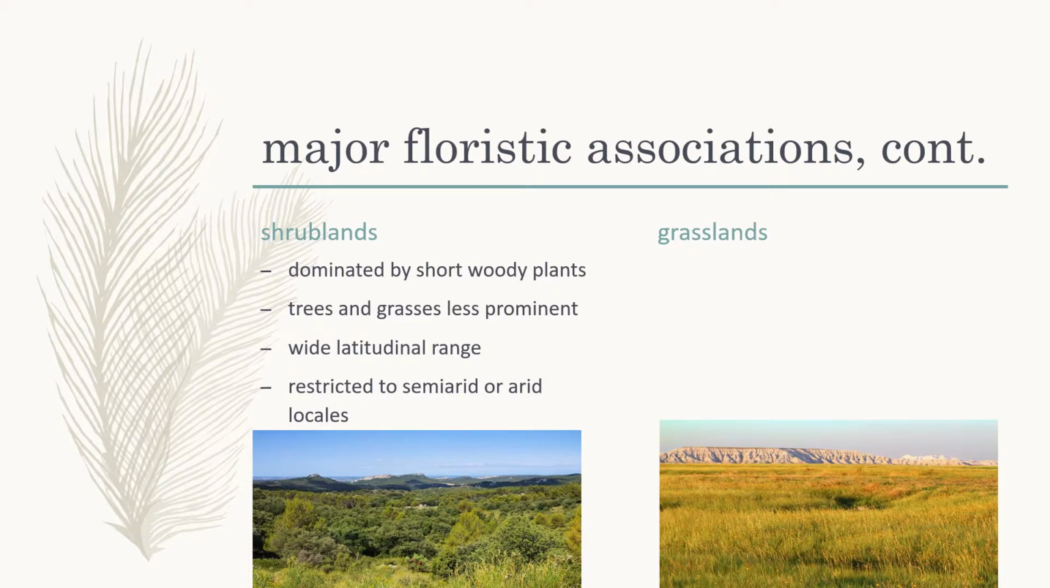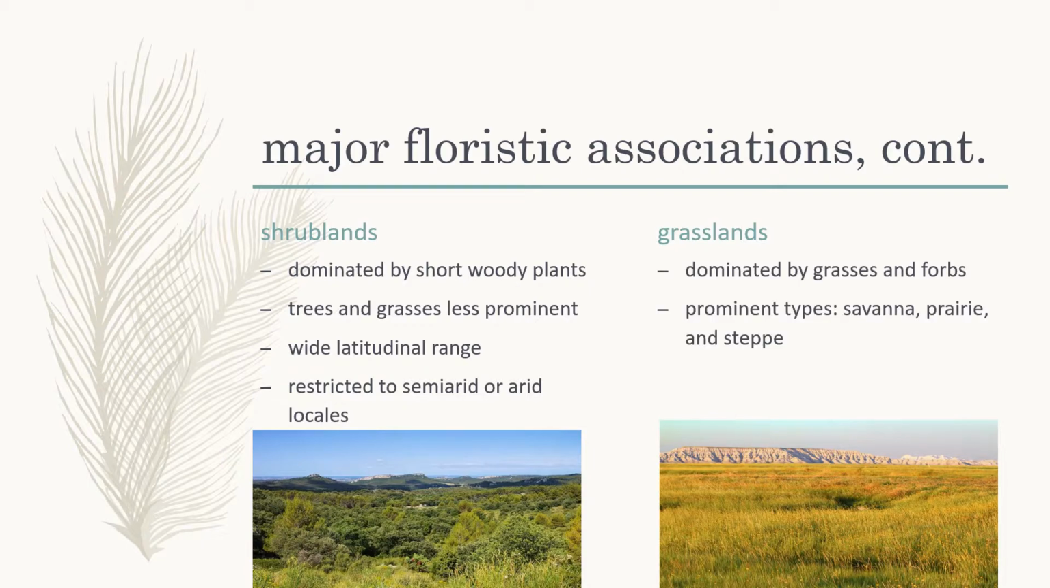Grasslands are regions dominated by grasses or forbs. There are 3 prominent types of grassland. The first is the savanna, a low-latitude grassland characterized by its tall grasses. The second is a prairie, categorized by its short grasses. And the third is the steppe, categorized by its short grasses and bunch grasses.